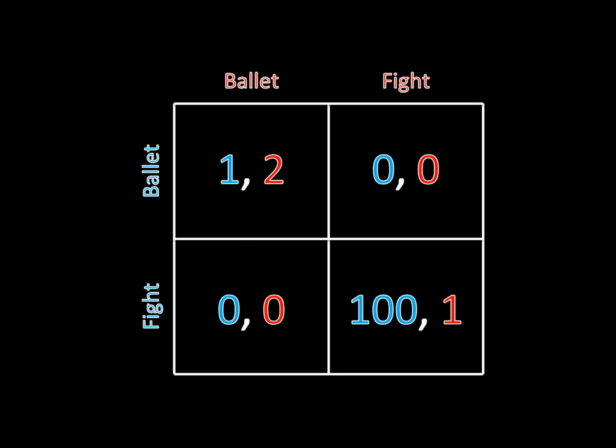So if we were looking at this original game right here, I'm guessing that you probably said fight-fight was the more efficient of the two equilibria. And your justification was that if you add the utilities for both players, 100 plus 1, that's 101, and that's substantially larger than the utilities for ballet-ballet. That's 1 and a 2, that's only 3. So fight-fight appears to be more efficient in this case.